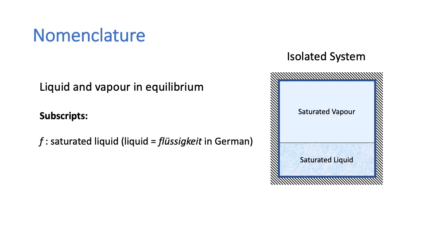We will use the subscript F to denote the properties of the saturated liquid. F is chosen as a subscript because in German, Flüssigkeit means a liquid. Most of the original work on this subject was done in Germany by Clausius. G will denote the saturated vapor, which is gas, which is the same word in German.